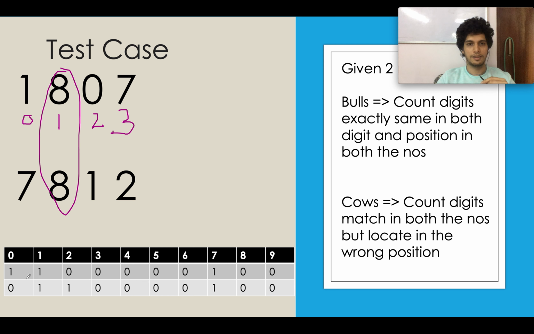Let me just take a pen here. So let's take a slightly different example. The first number is 1807 and the second number is 7812. So how will you calculate the bulls and cows part? Bulls is pretty easy. You iterate through both the strings and check whether the value at the index in both the strings is equal or not, and maintain a count for that. Once you iterate through both the strings, the count will give you the value for bulls. In this case, the count will be 1, because 8 is the only digit in both the strings that matches in value and position.